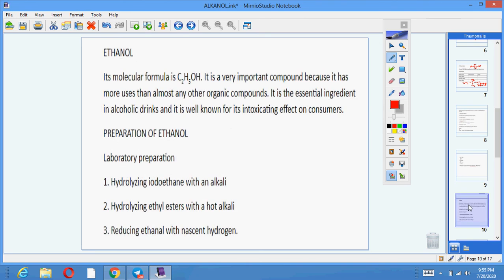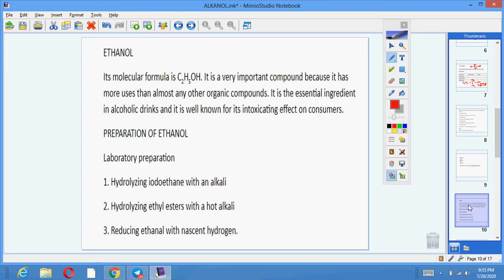Ethanol is the second member of this family. Its molecular formula is C2H5OH. It's a very important compound because it has more uses than almost any other organic compound. It is the essential ingredient in alcoholic drinks, and it is well known for its intoxicating effect on consumers.